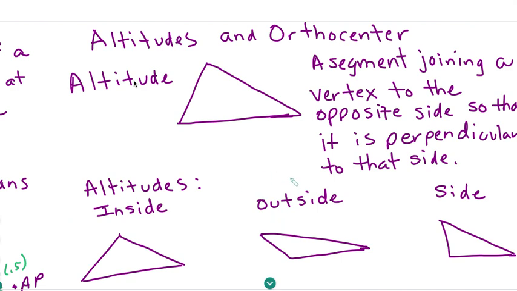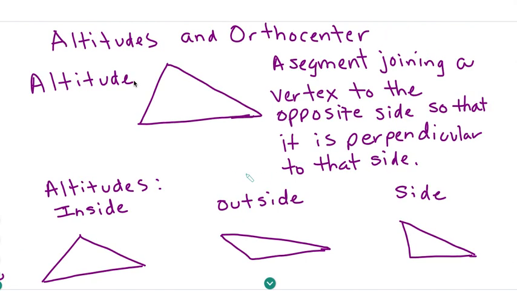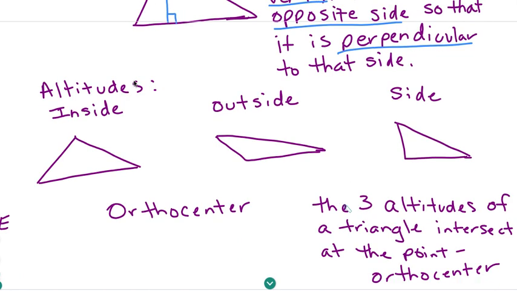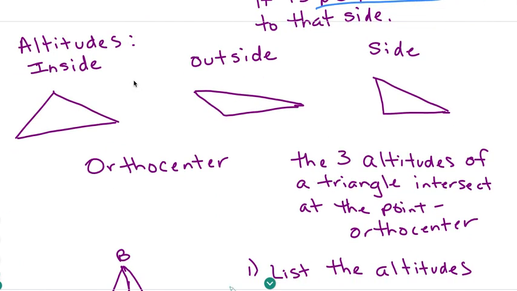Altitudes. The altitude is a segment joining the vertex and the opposite side, and it's perpendicular. So I'm going to go ahead and go straight down perpendicular for our altitude. Now, altitudes can be located in 3 different positions. They can be inside the triangle, they can be outside the triangle, and they can be the side of the triangle. It is always going to be the side that is perpendicular to a second side of the triangle.